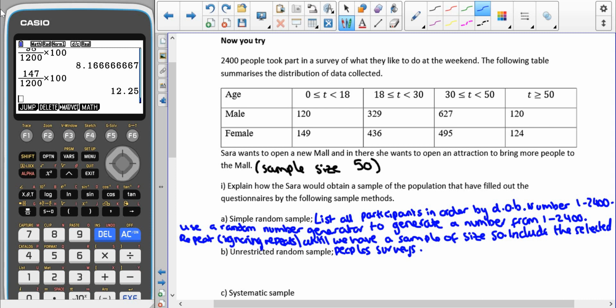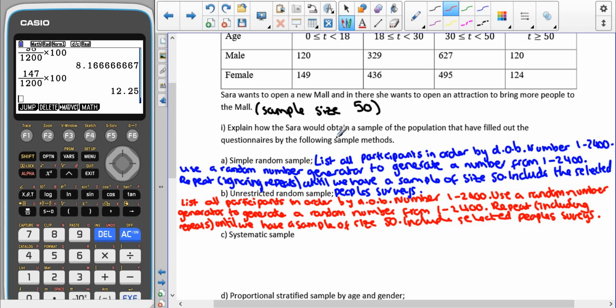and then we're going to include the selected people's surveys in Sarah's analysis. For the unrestricted random sample, we would still list out all participants in order by date of birth. We would number them 1 to 2,400. We will use a random number generator to generate a random number between 1 and 2,400. We would repeat this, remember including repeats, until we have a sample of size 50, and then we would include the selected pupils' surveys.